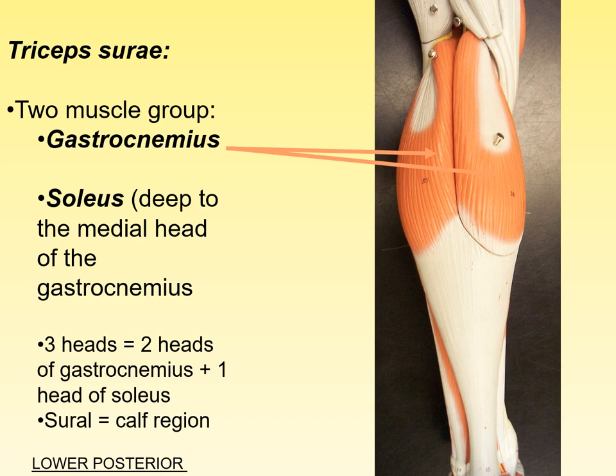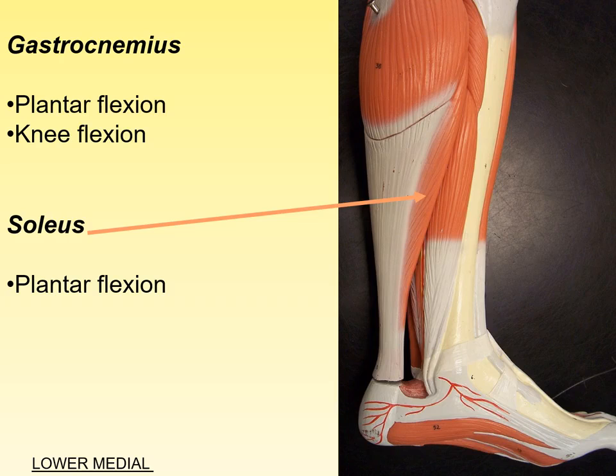The triceps surae is actually composed of two muscles. Your gastrocnemius, which is this large muscle, you're looking on the posterior side of the lower leg, and then the soleus is deep to that. So there's actually three different heads because you've got two on the gastrocnemius, one on the soleus, and so that's how it gets the name. The three heads for the triceps, and then the sural region is the calf region, so that's how it gets its name. Once again, use those names together to help you with it.